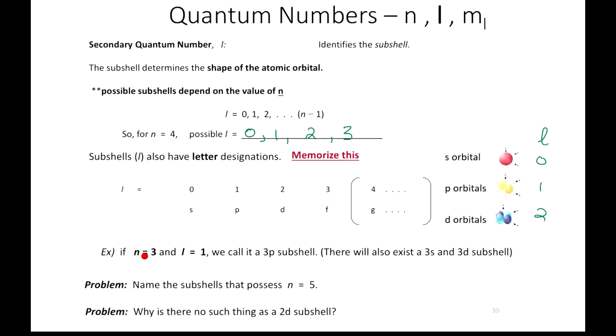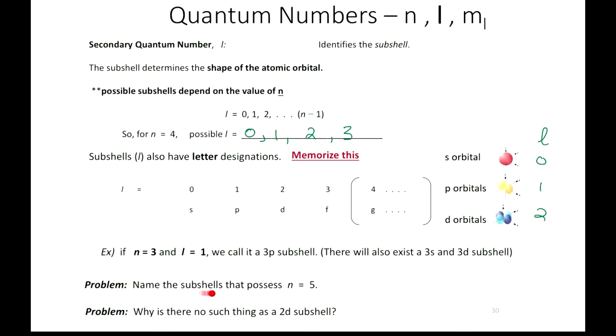For example, if we had an electron that was N equals 3, L equals 1, we know that an L of 1 is a p orbital, based upon this little chart here. So we would call that a 3p orbital, with 3 indicating the N energy level, the principal quantum number, and p representing that L quantum number of 1.